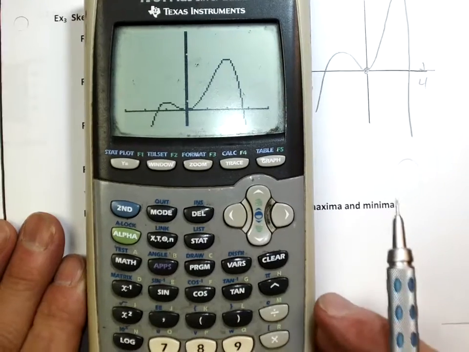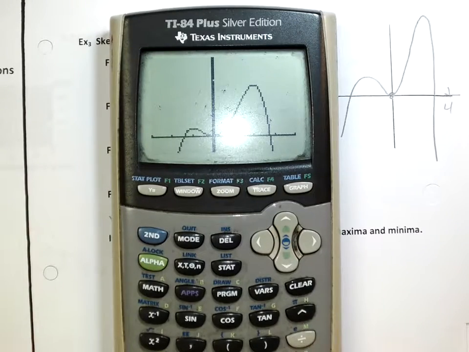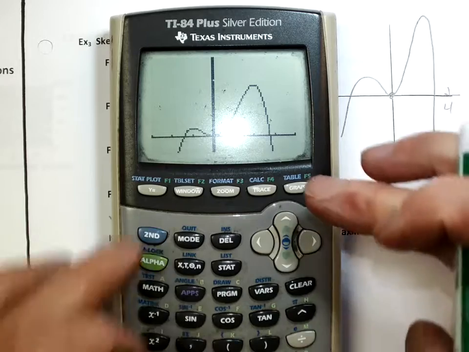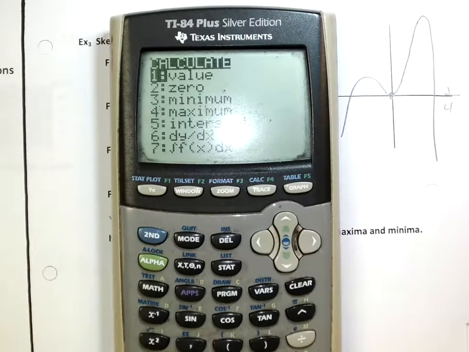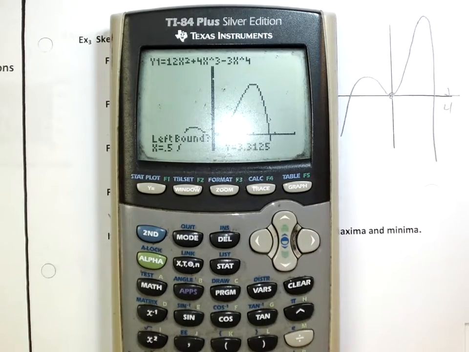Check it out. So what button do you think I'm going to push? Second. Calculate. And guess what we're going to find? How about a maximum? Because we want to find the top of the hill, right? So let's go to maximum. I'm going to go down to my max. Now I've got 2 maximums, right? So I have to be careful to tell the calculator where.